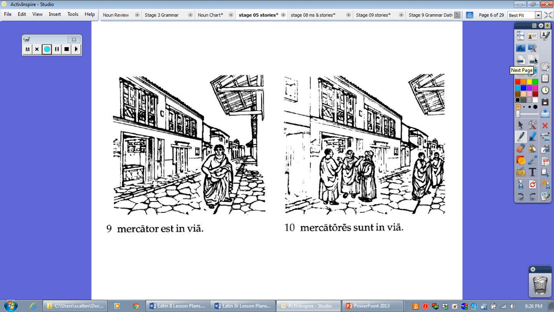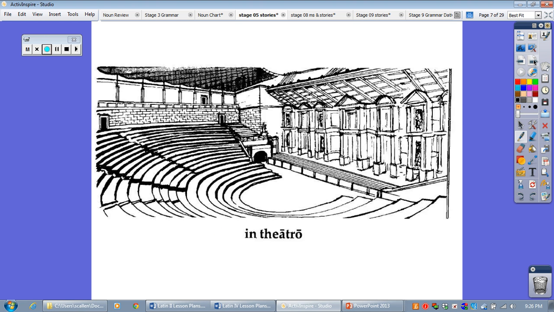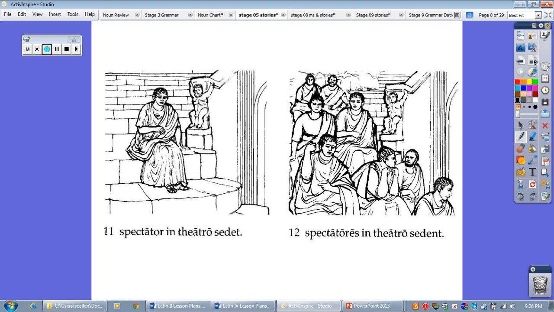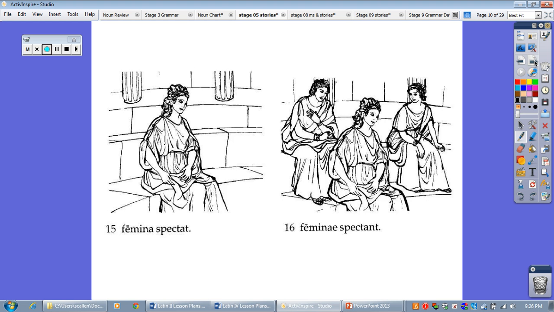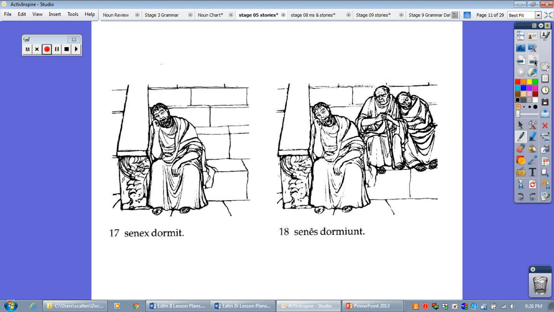And then you got a bunch of merchants here. So mercator est in via versus mercatores sunt in via. The merchant is in the street versus the merchants, plural. And so you kind of get the picture, I think. Obviously, the first word in the sentence is usually the subject. So spectator versus spectatores. The spectator versus the spectators. Actor versus actores. Femina versus feminae.